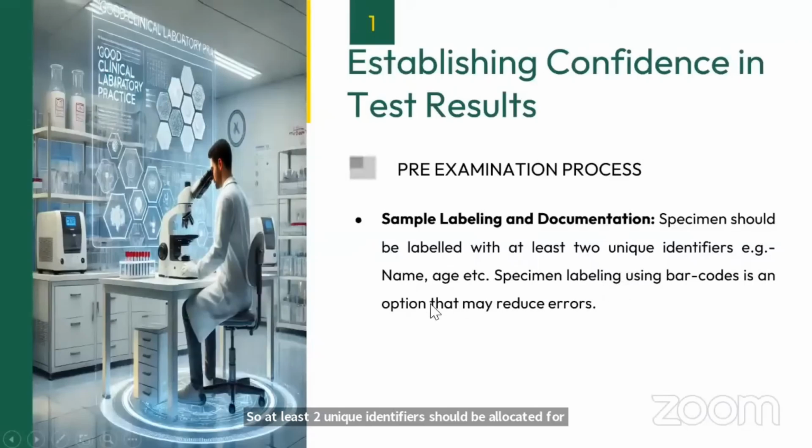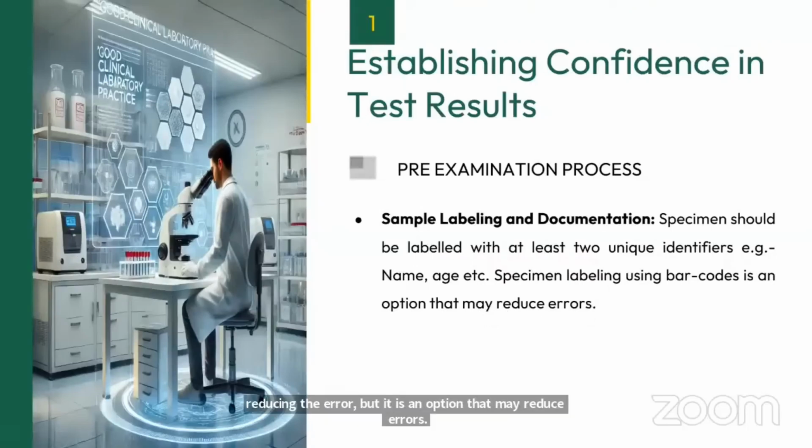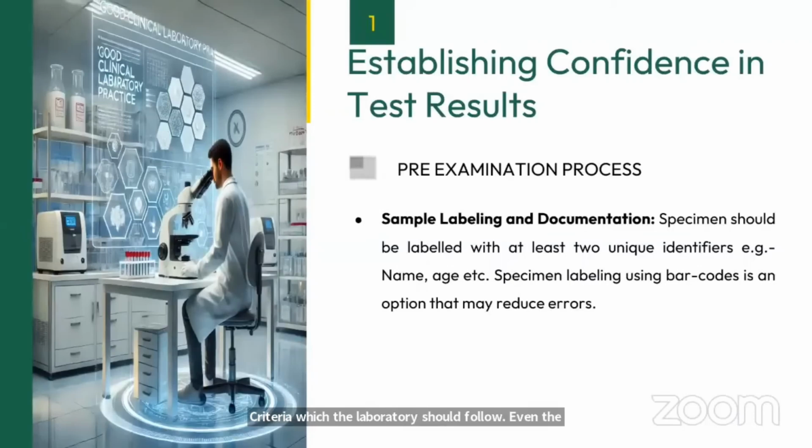Specimen labeling using a barcode is an option that may reduce error. It doesn't guarantee reducing errors, but it is an option that may reduce them. But even with a barcode, the two unique identifiers must be used. So again, it is optional. It is not mandatory to have printed barcodes, because as I mentioned, these are the minimal criteria which the laboratory should follow. Even a small laboratory should be able to follow those criteria. So it is not making anything mandatory; it is again an option to have printed barcodes.